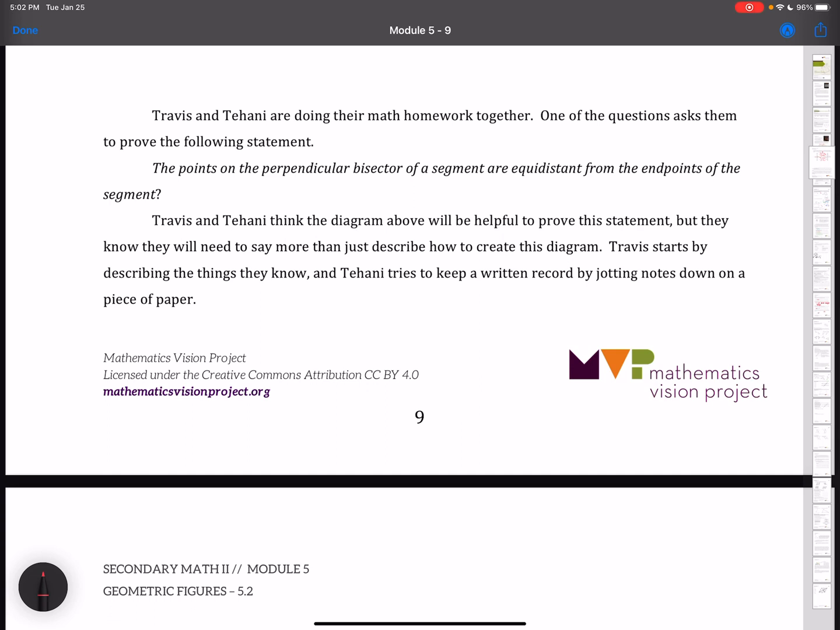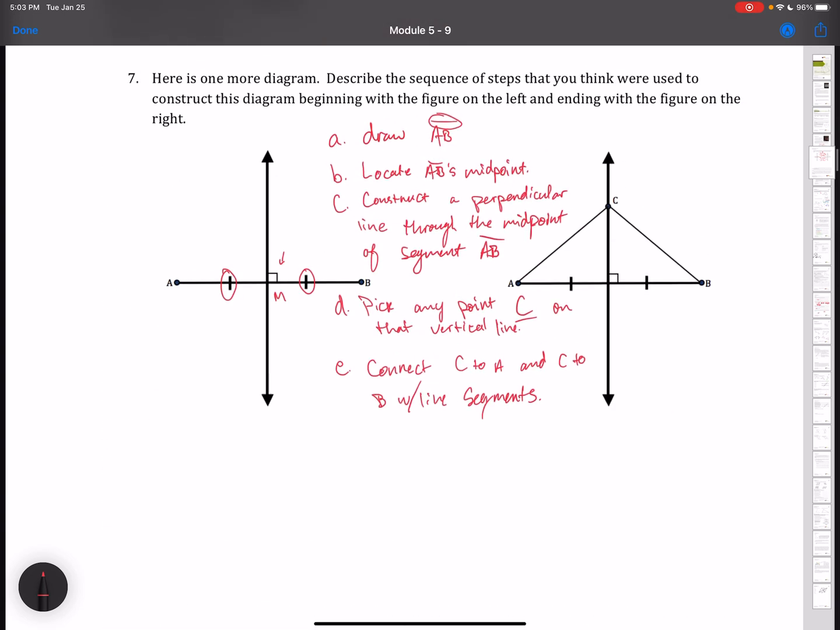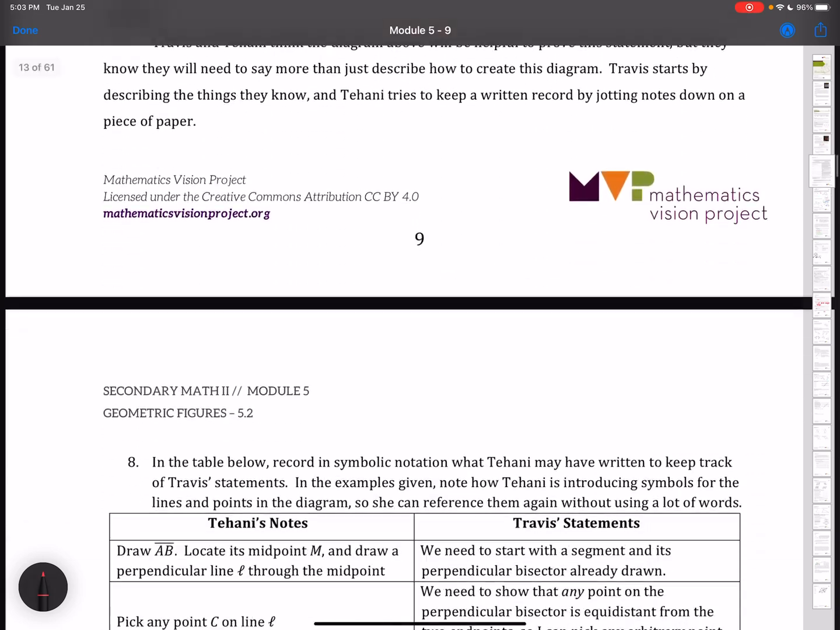Travis and Tahani think the diagram above will be helpful to prove this statement, but they know they will need to say more than just describe how to create the diagram. So Travis starts by describing the things they know, and Tahani tries to keep a written record by jotting notes down on a piece of paper. So they're going to go through and they're going to kind of just make some of these similar statements that I made with you guys just now, and then look at how we could say, okay, that proves that, for example, point C is the same distance away from points A and B.